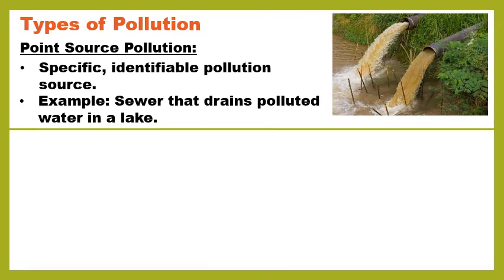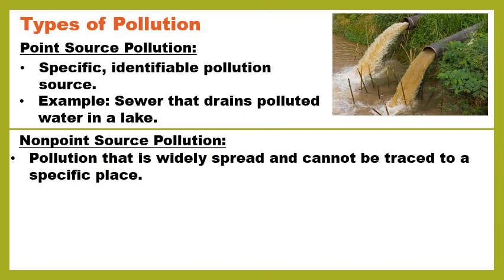All right, our second type of vocabulary word that we're going to learn about is non-point source pollution. So think about it like the opposite of point source pollution. With point source pollution, you can point your finger at someone or something and say, hey, you're causing pollution. Non-point is the opposite, we're going to have a hard time pointing the finger at the problem. Whew, I felt like that was a tongue twister. Okay, so non-point source pollution is pollution that is widely spread and cannot be traced to a specific place.